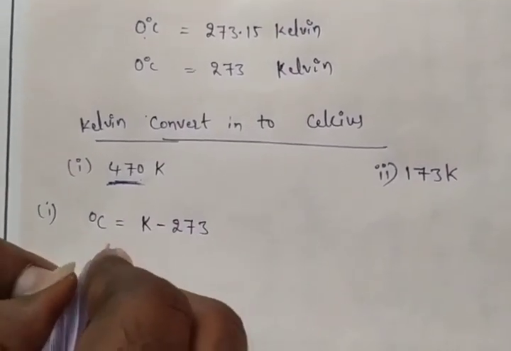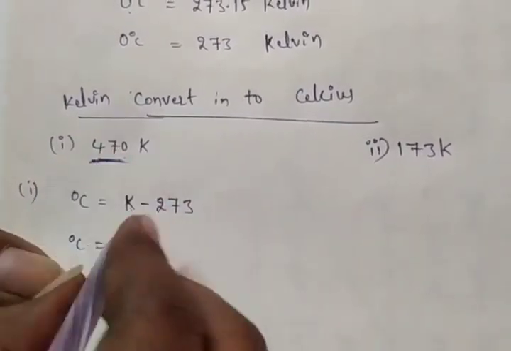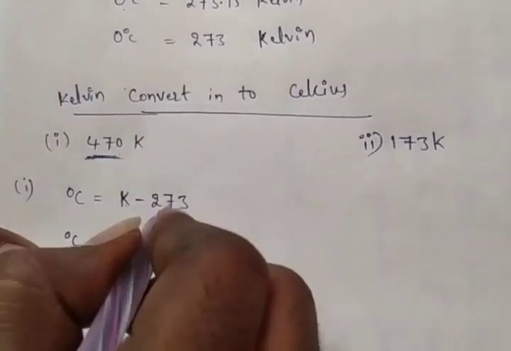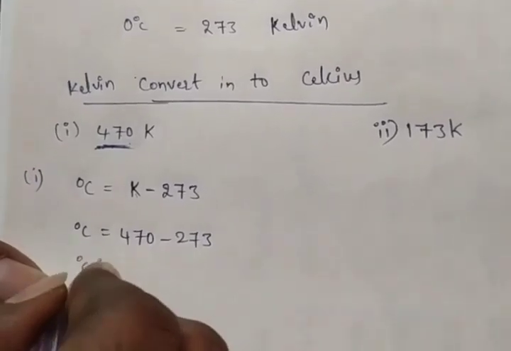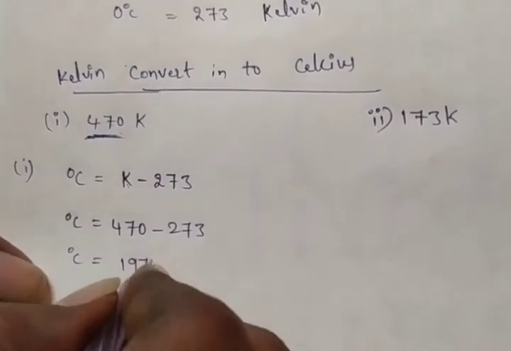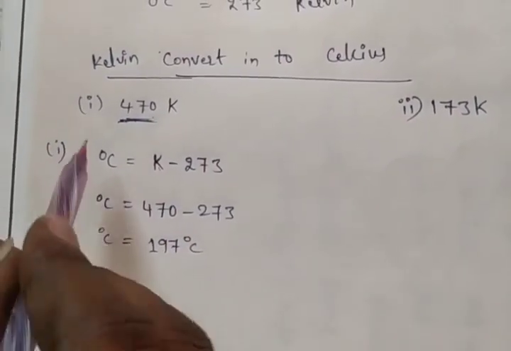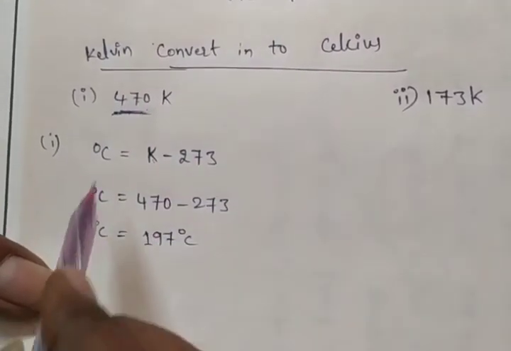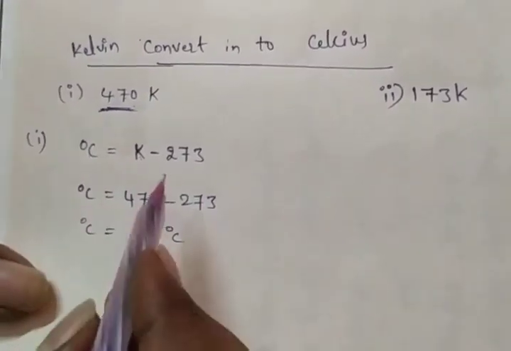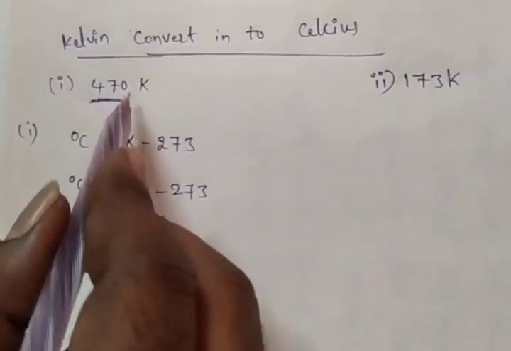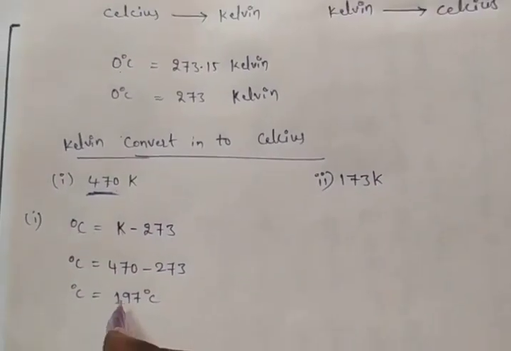Here we can substitute the values. Kelvin, how much did they give? 470. 470 minus 273 is equal to how much? 197 degrees Celsius. This is the conversion of Kelvin into degree Celsius. The formula is degree Celsius is equal to Kelvin minus 273. From the Kelvin we subtract 273, and we get the degree Celsius.